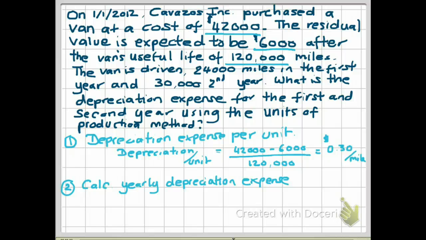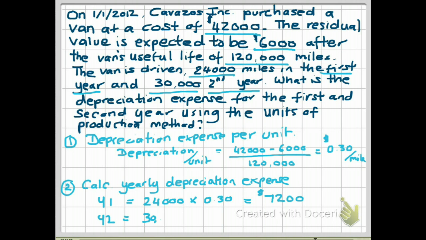First, we're going to calculate depreciation expense for the first year, and then we're going to calculate depreciation expense for the second year. In the first year, they told you that the van was driven 24,000 miles. In the second year, the van was driven 30,000 miles. So to calculate depreciation expense for the first year, all we do is take the 24,000 miles that it's driven and multiply it by 30 cents per mile, which is $7,200. For the second year, it's driven 30,000 miles. Again, we multiply that by 30 cents and we come up with $9,000 as your depreciation expense for the second year.